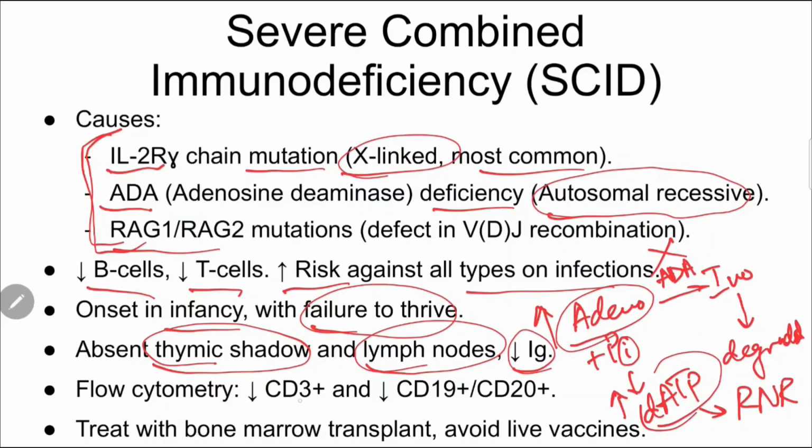And the flow cytometry will show low CD3. CD3 is a marker of T cells, right? And you will have low CD19 and CD20. So these are markers for your B cells. And finally, for treatment, obviously you will do a bone marrow transplant and you avoid live vaccines.